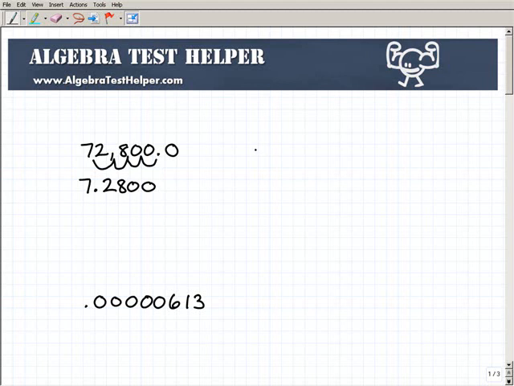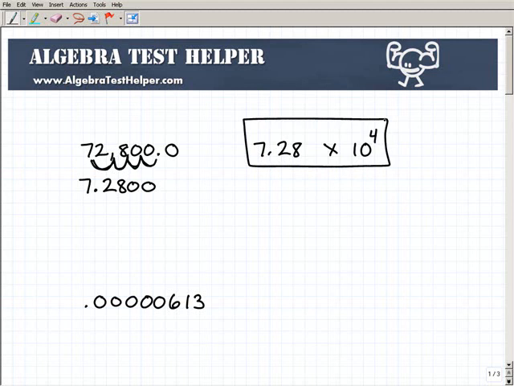So what we're going to do is write this new number down, 7.28. You can write 2800 if you like, but it's not necessary. 7.28 times 10 to some power will be our number written in scientific notation. So what power of 10 are we going to write? Well, that's real easy. The power of 10 is going to be the number of spaces that you had to move the decimal point to form that new number. So it's going to be 1, 2, 3, 4. That's it. That's the number 72,800 written in scientific notation.